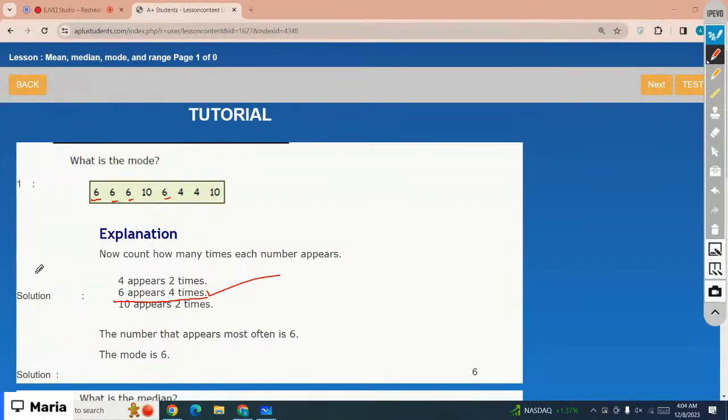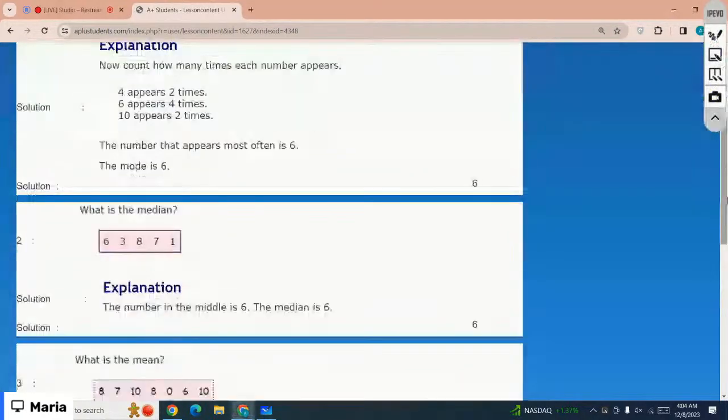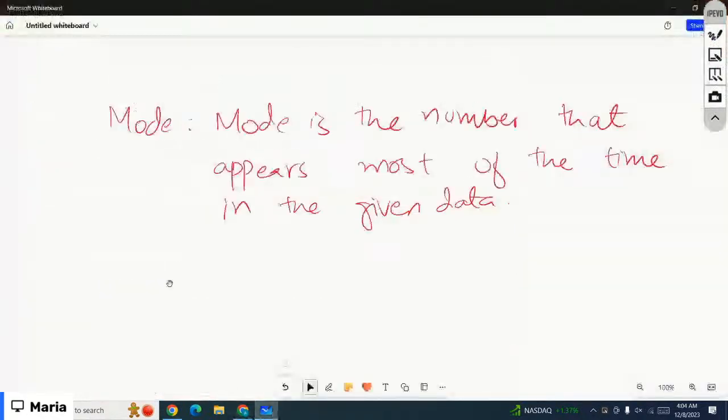Okay, let's just do the next example. The next example is: what is median? Median is the middle number of the data. Median is actually the number that divides the whole data into two equal groups. Right before the median you have all the numbers that are smaller than the median, and right after the median you have all the numbers that are greater than the median. So median is actually the middle number in the data.